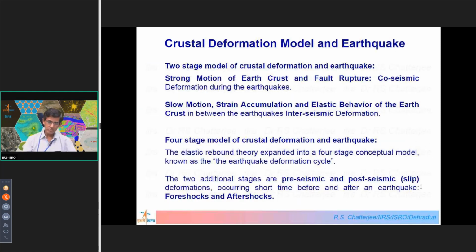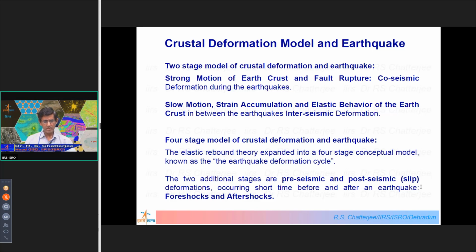Okay. Now coming to the crustal deformation model and earthquake, that is the earthquake deformation model. Basically we understand this earthquake deformation cycle by a two-stage model to begin with. There are two important stages. One stage is strong motion of the earth crust and fault rupture, essentially co-seismic deformation during the earthquake. Okay, this is stage one.